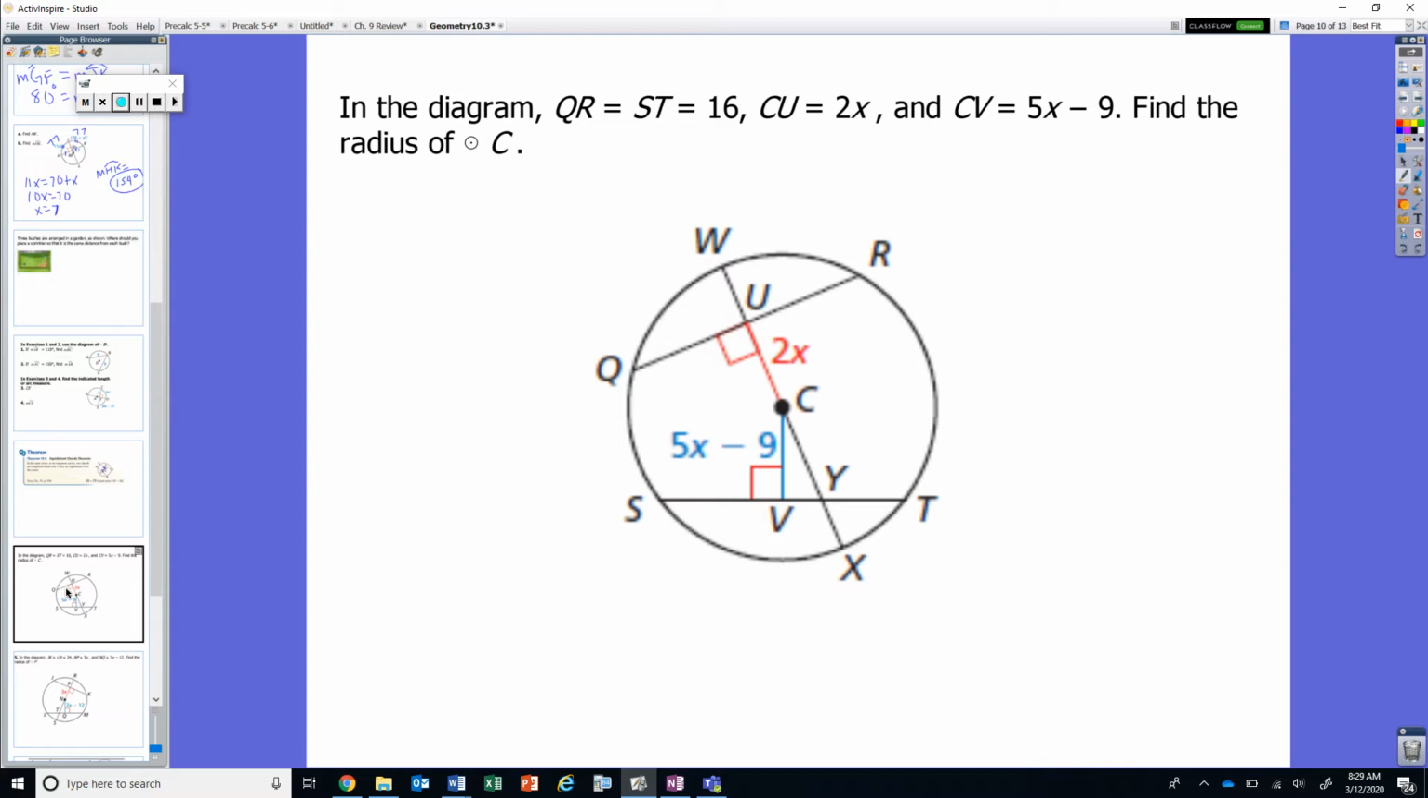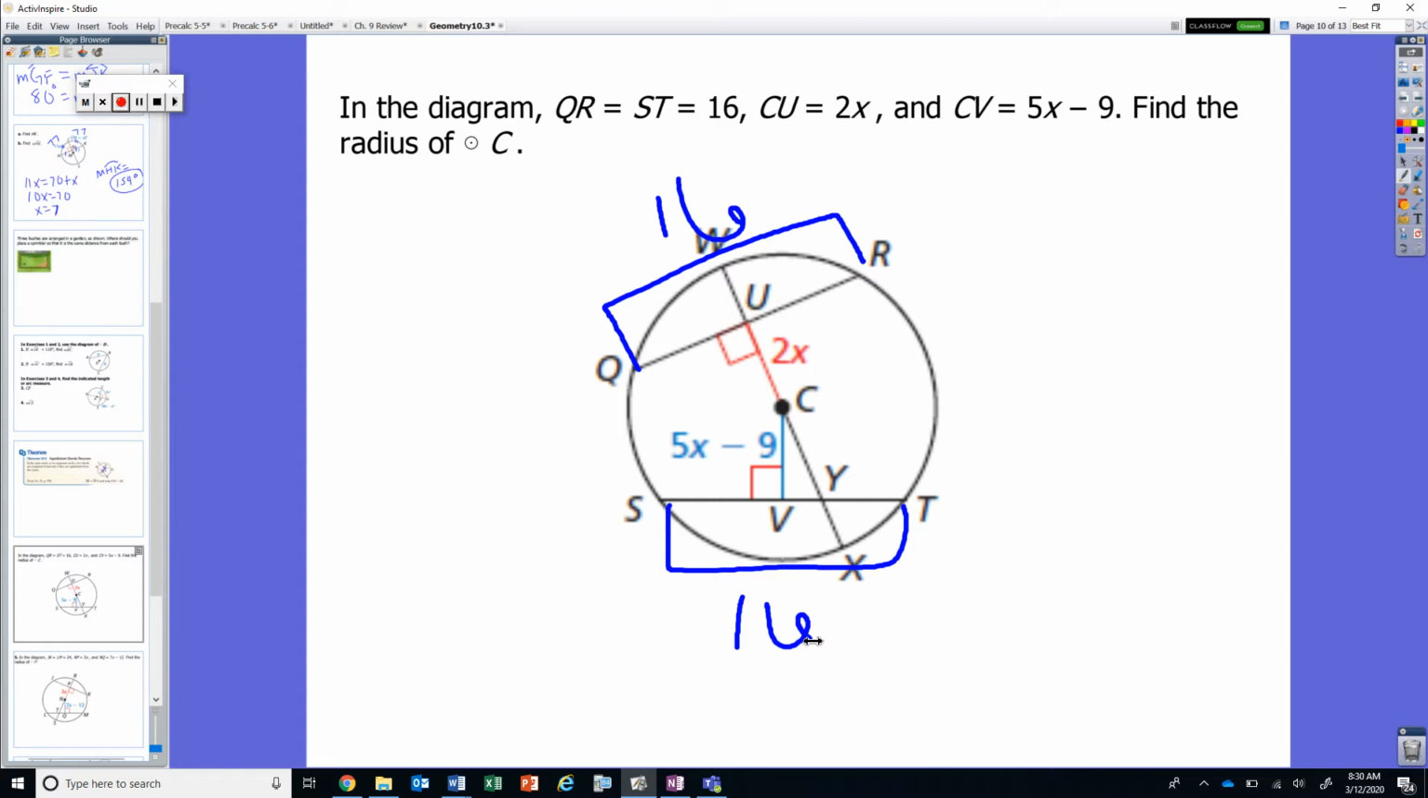QR and ST both have a value of 16. Okay, so both those guys have a value of 16. The value of CU is 2x, and the value of CV is 5x minus 9. Find the value of the radius of the circle. Now, I implore you, I challenge you at this point in time, pause the video and see if you have any ideas, any recollections of how to go about this problem.